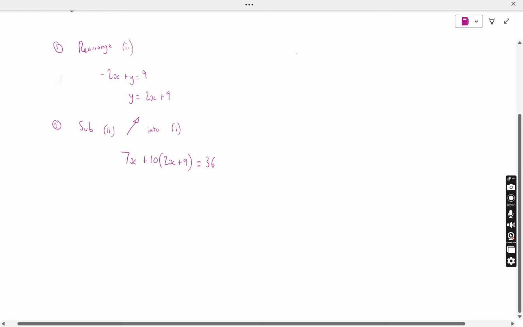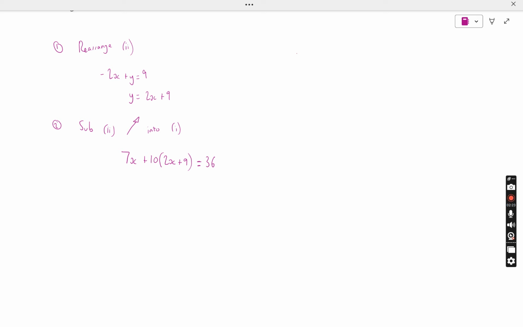Okay, now before we solve this, you can see I've got an equation here with only one variable or one letter. That's the idea. If you have managed to substitute it in and you've still got two different letters, you know you've done it wrong. So now we need to try and expand this out. Everything else stays the same. 7x stays the same. 10 times 2x is plus 20x. 10 times 9 is plus 90 equals 36.